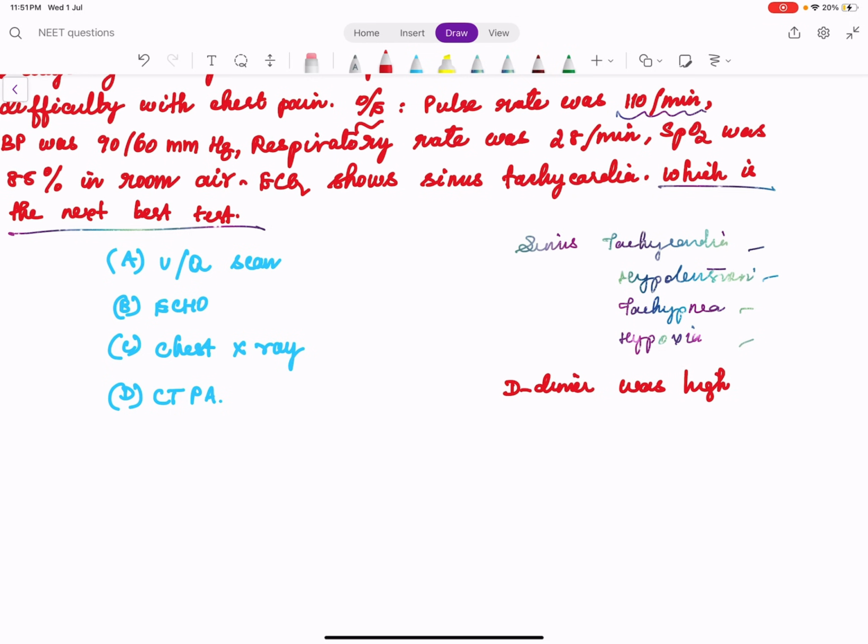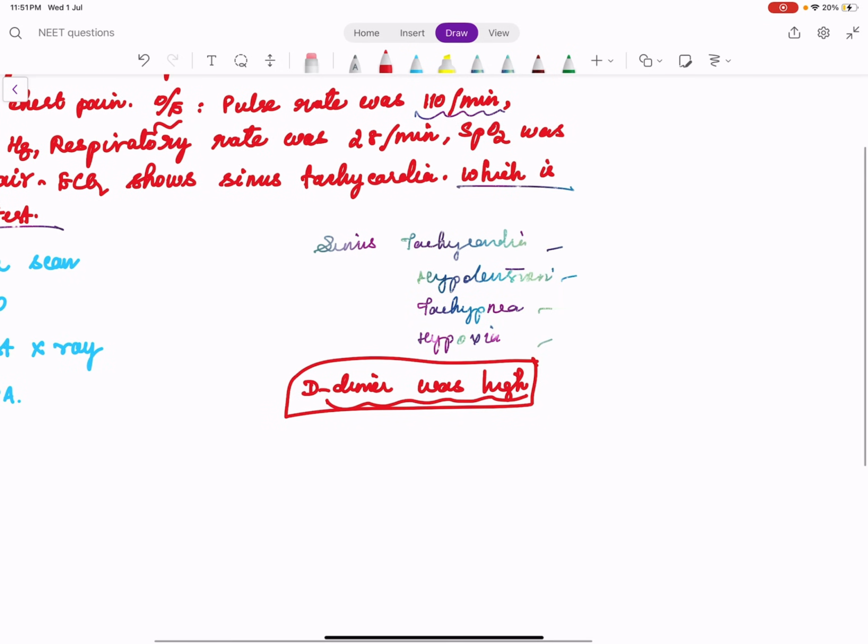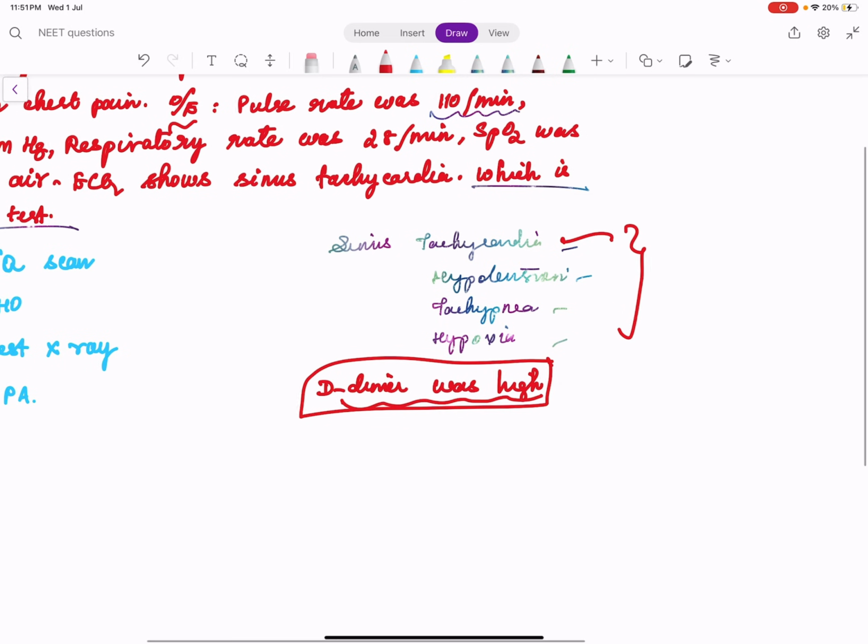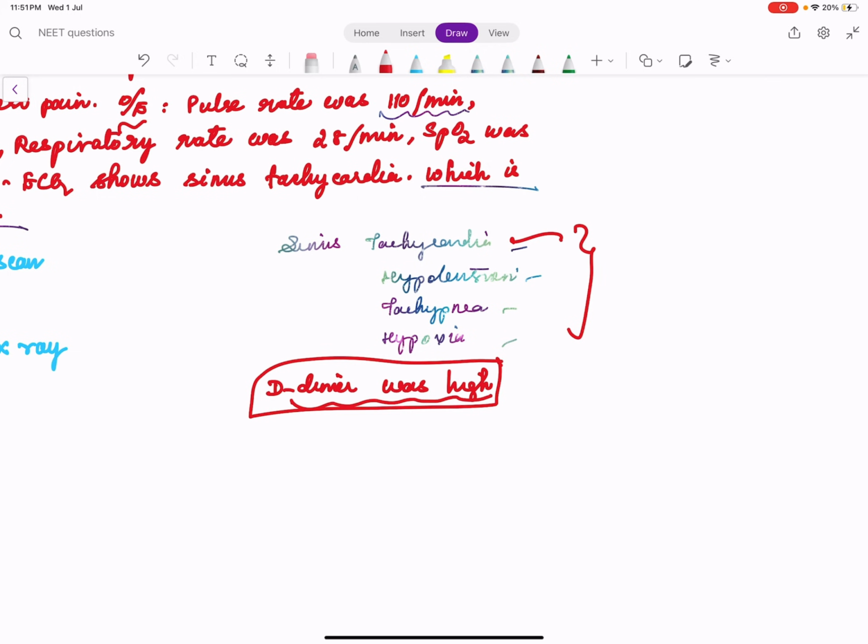Actually, the question given in NEET was that D-dimer was high. I didn't mention it here because I just wanted you to think what the possible diagnosis may be. There are many conditions which cause sudden onset breathing difficulty, like bronchial asthma acute exacerbation, COPD acute exacerbation. It could be a pneumonia. It could be a pneumothorax.